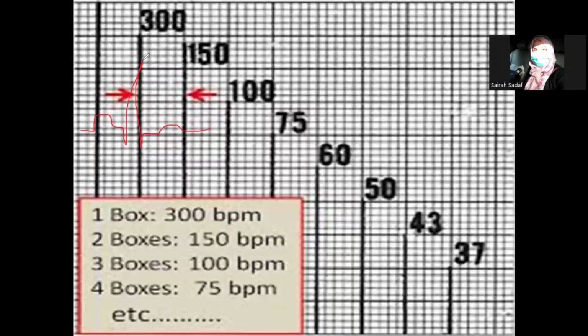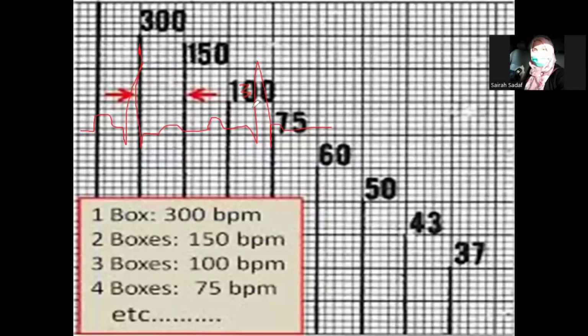Okay, now this R wave. When you want to calculate the rate, you have to look for the R wave that is at least nearly coinciding with the dark line. And then you have to count the large boxes coming in between the two R waves. Let's say there is another R wave here. So now you have two R waves. Now you have to count the number of large boxes in between the two R waves.